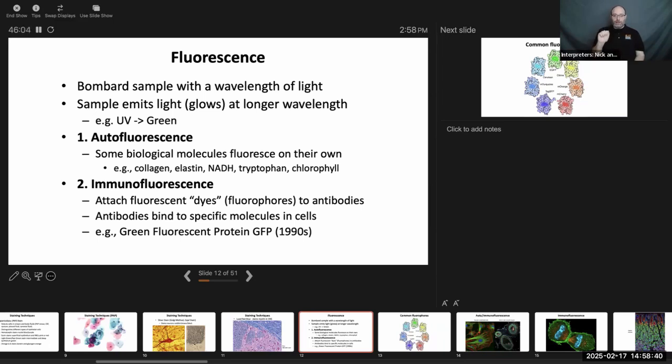NADH is a molecule which is produced by the Krebs cycle, and it's a transporter molecule for electrons to what's called the electron transport chain. So it's a molecule that's present in the mitochondria. It's present everywhere, but it's present especially in the mitochondria, where it's used to help generate ATP. Tryptophan is actually one of the amino acids, so it's going to be found throughout proteins. And then chlorophyll, the photosynthetic molecule that's found in plants. These are all things that will fluoresce on their own if you shine the right wavelength of light on them.